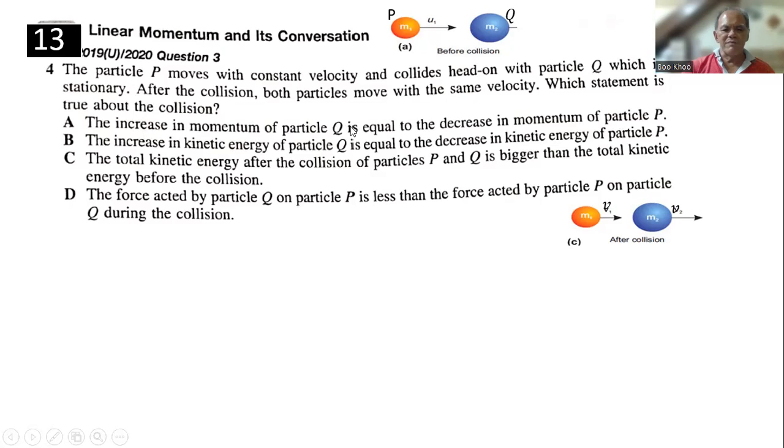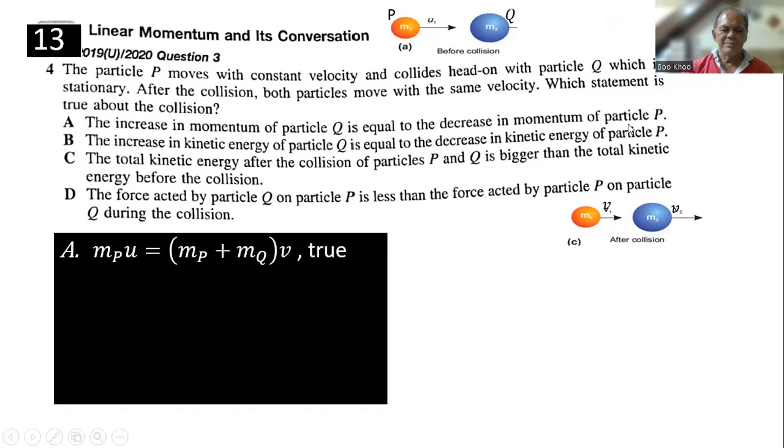The increase in momentum of Q is equal to the decrease in momentum of P. That's your momentum, m times u. The two move together, add the two masses together, that's your v. True. Increase in momentum of Q is equal to the decrease. It must receive its momentum from P. If there's an increase, there must be a decrease in this one.